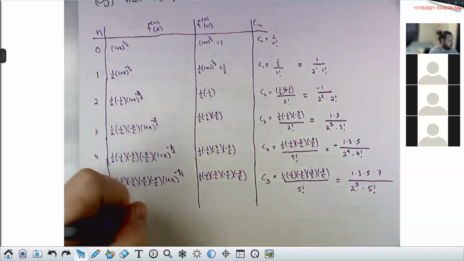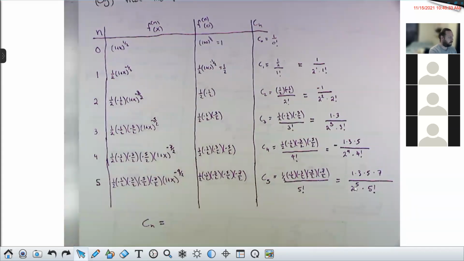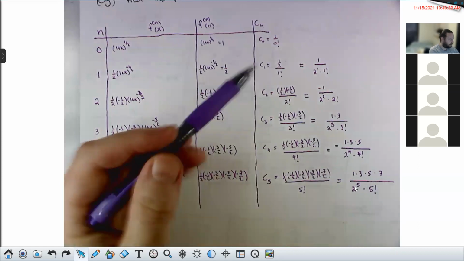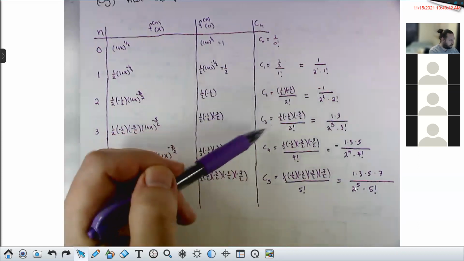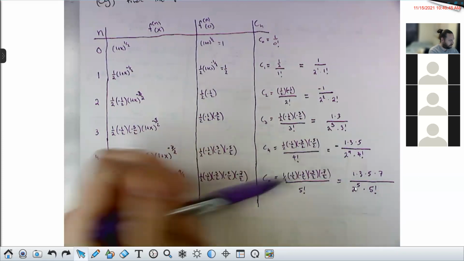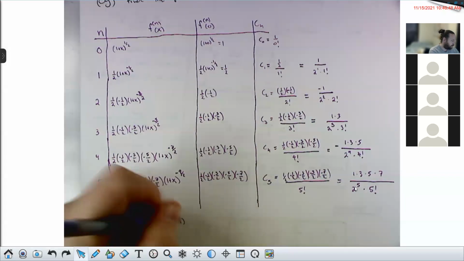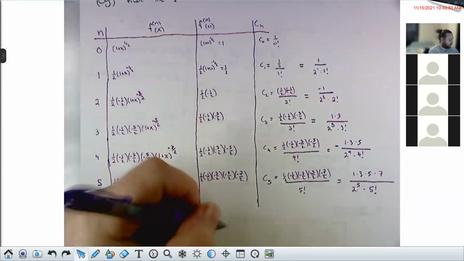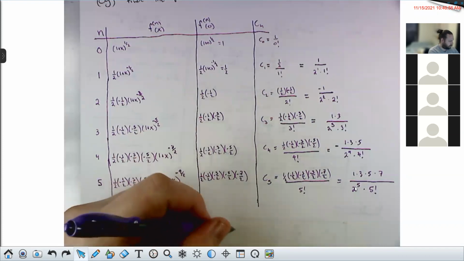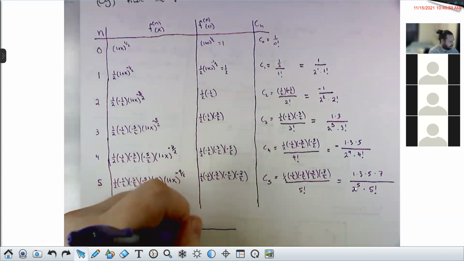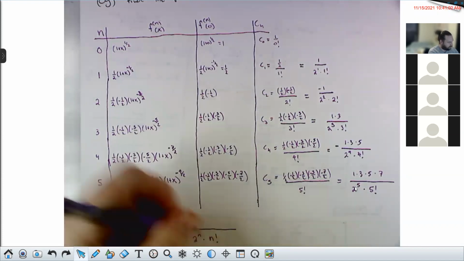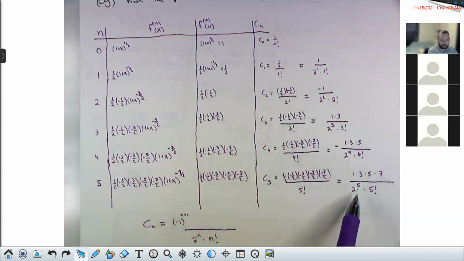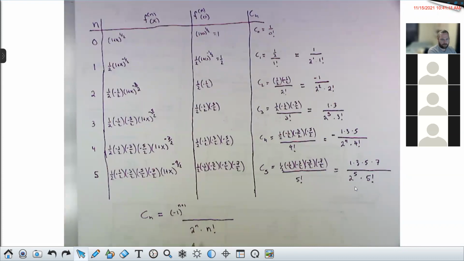If you had to write down a formula for Cn based on this pattern, what do you notice? Okay, well, positive, negative, positive, negative, positive. The C2 term is negative, the C3 term is positive, the C4 term is negative, the C5 term is positive, so I'll have a negative 1 to the n plus 1. And then I have a fraction where the downstairs is always 2 to the n times n factorial, right? 2 to the 1, 1 factorial, 2 to the 2, 2 factorial, 2 to the 3, 3 factorial, 2 to the 4, 4 factorial, 2 to the 5, 5 factorial. Cn, 2 to the n, n factorial.